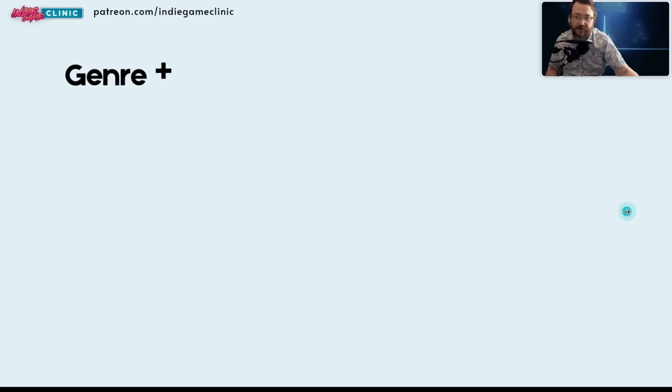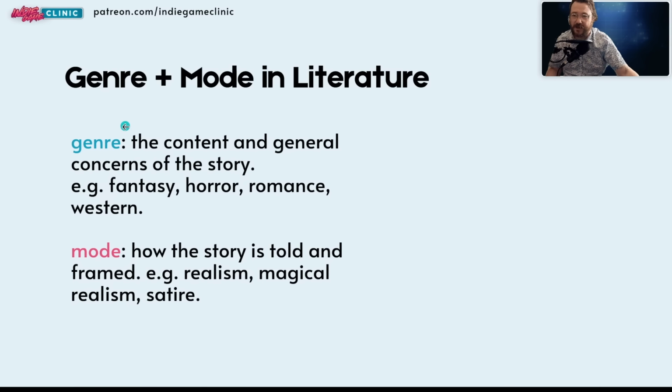In literature studies, we get genre, which is what we were talking about before, things like fantasy, horror, western, that are to do with what the story is loosely about and the things it contains. And then we have this other concept of mode, which is more like the structure of the story, how the story is told to us and framed. It's much broader than the genre. So something like realism or magical realism or social realism are examples of modes. Something like satire is a mode.